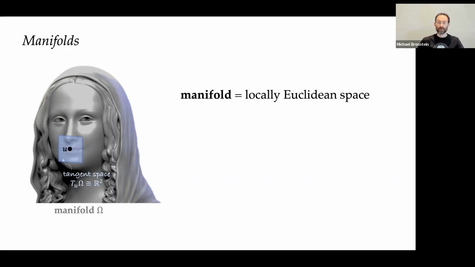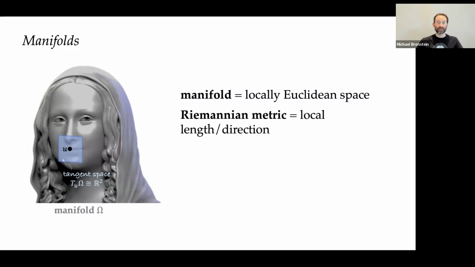It's convenient to talk about two-dimensional manifolds, which are surfaces. In this case, every point or every neighborhood of a point is homeomorphic to a plane, which we call the tangent space or the tangent plane. The tangent space can be equipped with additional inner product structure that is called the Riemannian metric. It allows us to locally measure lengths and angles.